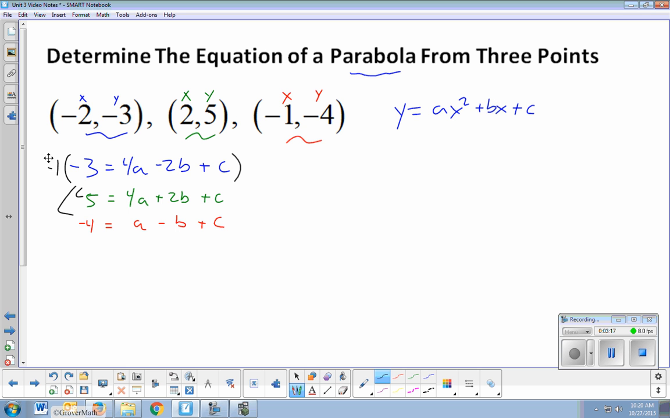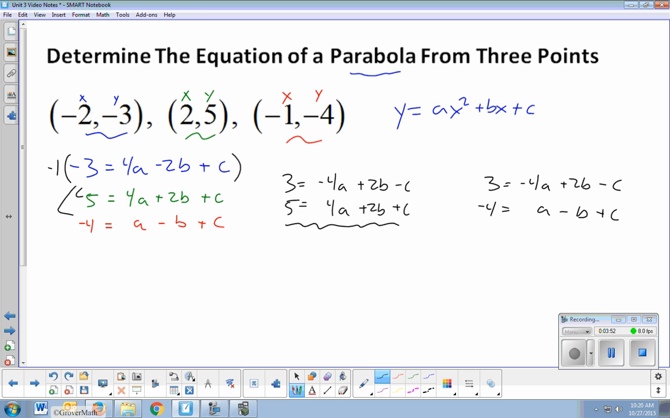So that's what I'm going to do. I'm going to multiply this top equation by -1. That gives me +3 equals -4a plus 2b minus c. And I'm going to write it twice because I'm actually going to use it twice. -4a plus 2b minus c. Once I'm going to pair it with my second equation, 5 equals 4a plus 2b plus c. And once pairing it with my third equation, -4 equals a minus b plus c. And what do we get?